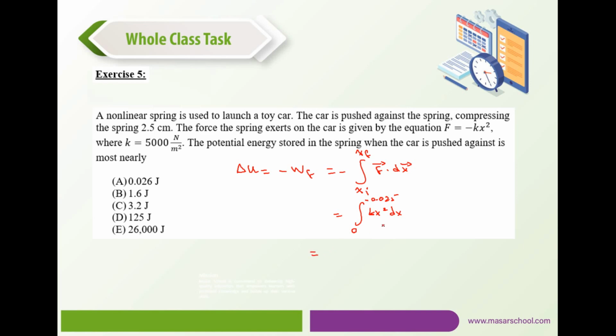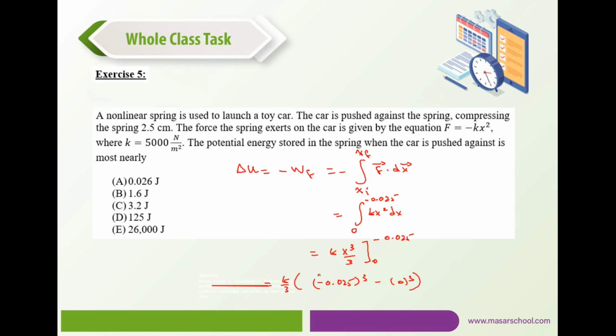Now this is a quadratic, so the integral would be cubic. k is a constant and can be dragged out, and that would be x cubed over 3. Now this expression would be computed between two different values given by 0 and minus 0.025. Now k over 3 is a constant and can be dragged out. And now we can compute x cubed between these two values, and that would be minus 0.025 to the power of 3 minus 0 to the power of 3.